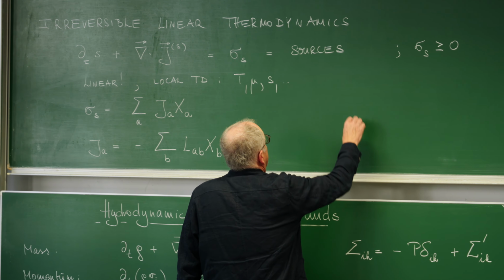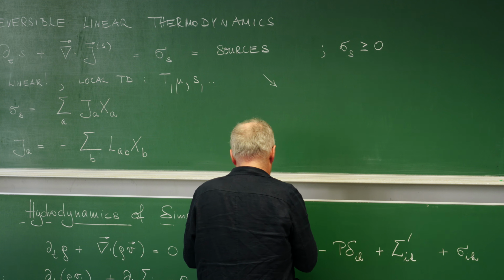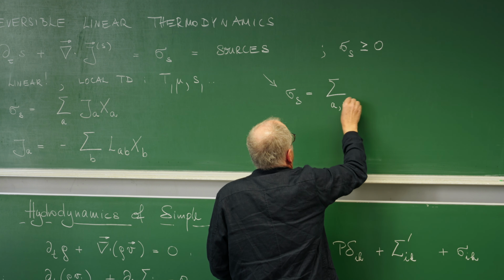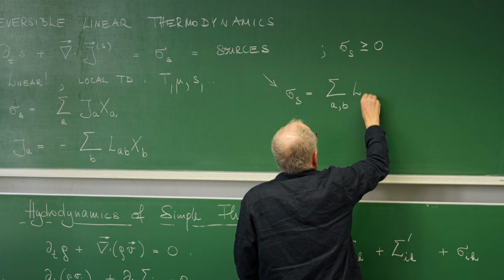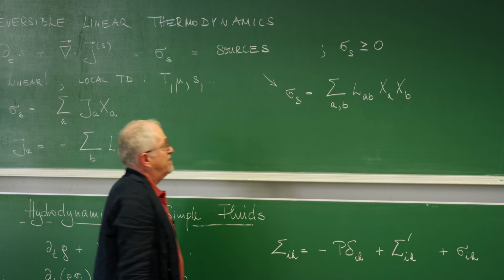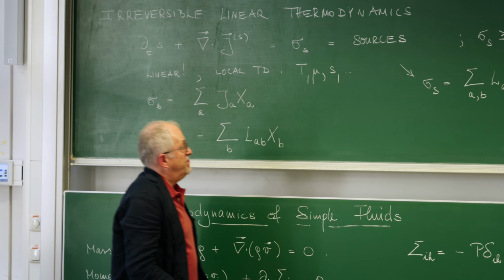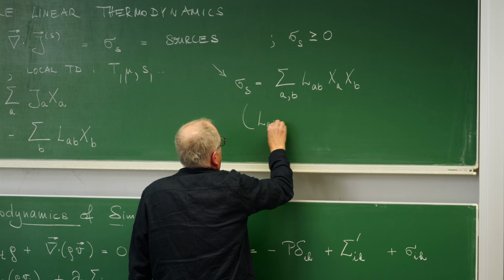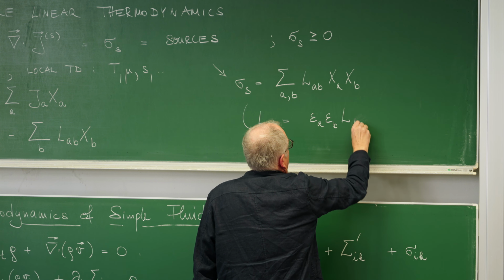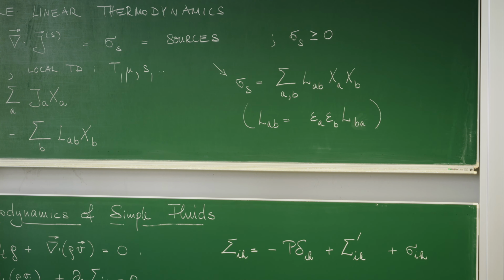When you combine this, then what you have here for the entropy production is that sigma_S is a bilinear form in the coefficients L_AB, X_A X_B, and that gives rise to the positive definiteness of L_AB. And remember that in our general setting, L_AB is given by the corresponding parity of the fields that we study times L_BA. That's the Onsager-Casimir reciprocity relation that we have.